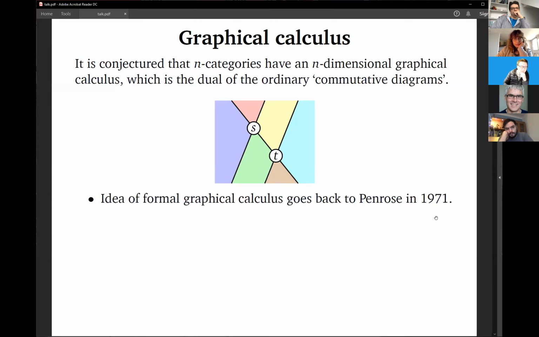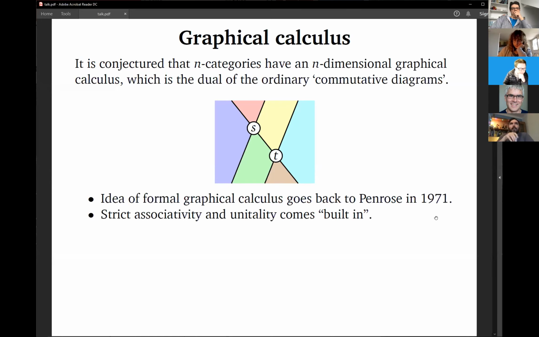So the idea of this graphical calculus goes back to Roger Penrose, physicist and mathematician, who just won the Nobel Prize, of course, in 1971. He was working with general relativity, he had all these tensors that he was composing, and he said, it's really irritating using index notation to describe composite tensors. Why don't we just draw pictures where tensors are vertices and wires show us the indices that we're contracting?